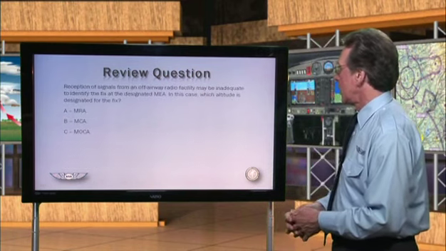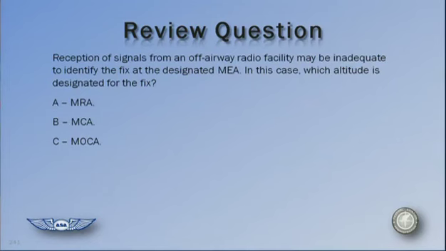Okay, and our third question. Reception of signals from an off-airway radio facility may be inadequate to identify the fix at the designated MEA. In this case, which altitude is designated for the fix? A, B, or C?